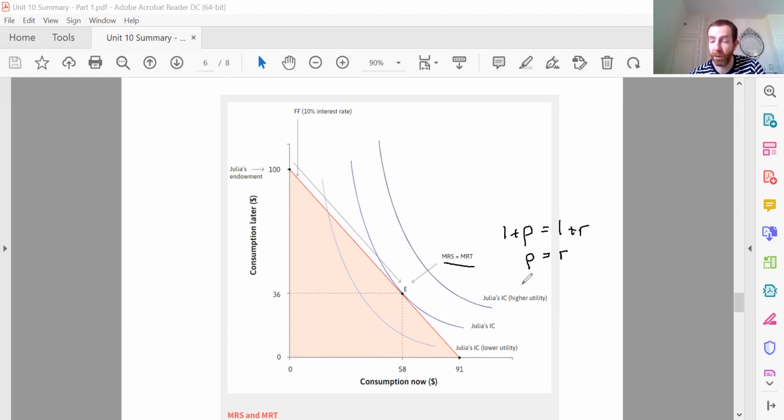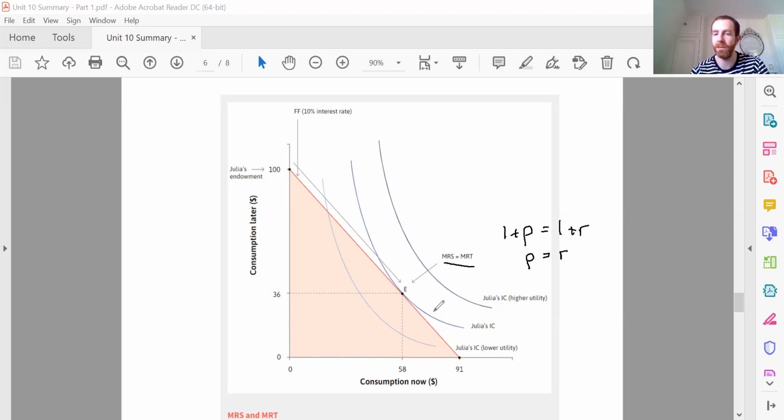And that should make perfect sense, because if we think about what these things are telling us, her personal discount rate is her personal desire to trade off consumption now and consumption later. And the interest rate is the actual ability to do that. And so it makes perfect sense that a person would choose the place where their willingness to trade off between consumption now and later on is equal to their ability to trade off between consumption now and later on. Good. So that is how a person in this model will make a choice of where they want to be along this feasible frontier.